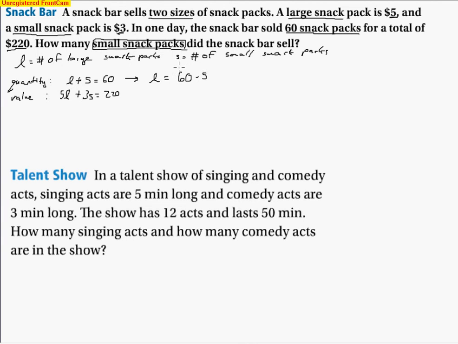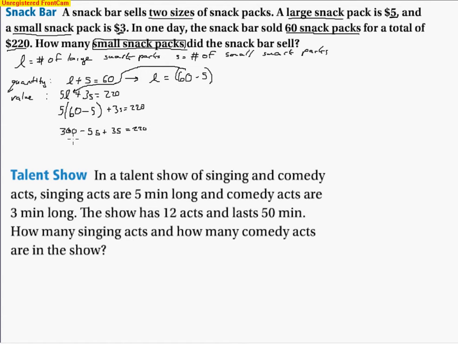So now I'm going to take that expression and substitute in place of the L, right, in that spot. So I'm going to rewrite this as 5 times 60 minus S, and then plus the 3S, equals 220. So I go ahead and distribute, and I've now got 300 minus 5S plus 3S equals 220.